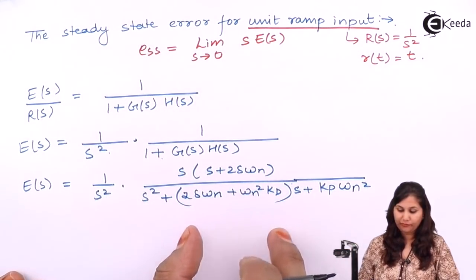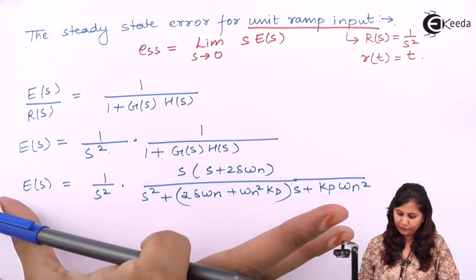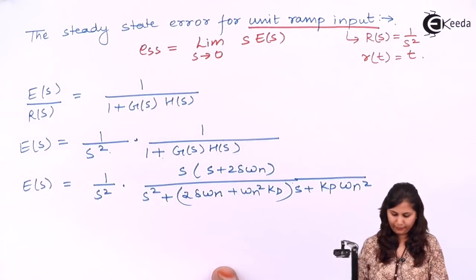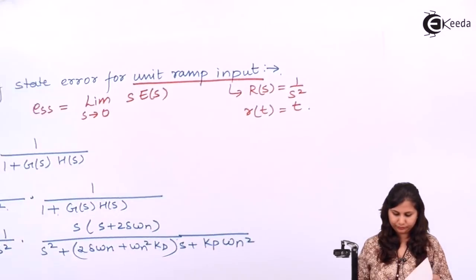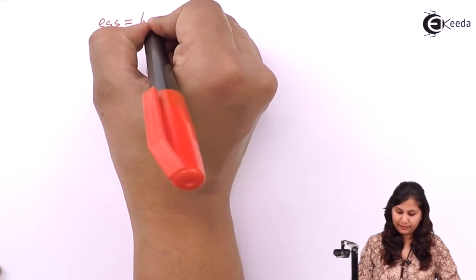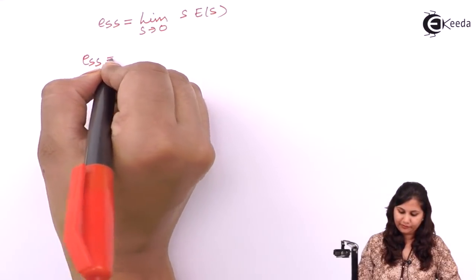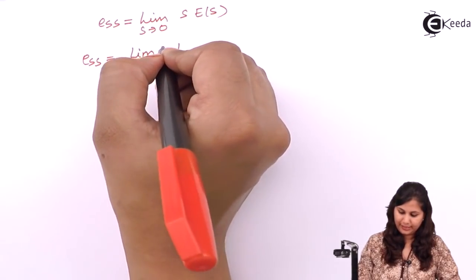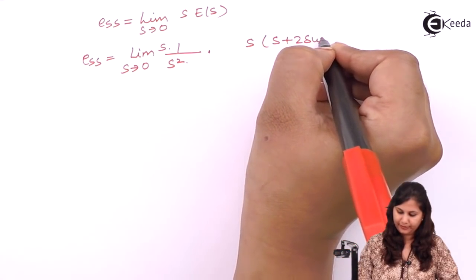So we have substituted the value of 1 plus G(s)H(s) here. Now this is s square, this is s, and we will put the value of this E(s) in the formula for the steady state error. So the steady state error, that is ESS, is equal to limit s tends to 0 of sE(s). Put here the value of E(s). We have 1 upon s square. This is s, so s we will write here. Then s plus 2 delta omega n.